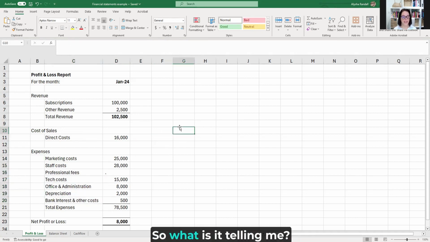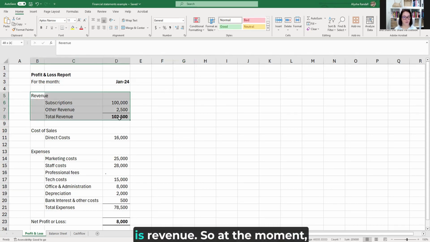So what is it telling me? Is it interesting? How can we change it? What am I supposed to do with this? So the first thing I would focus on is revenue.